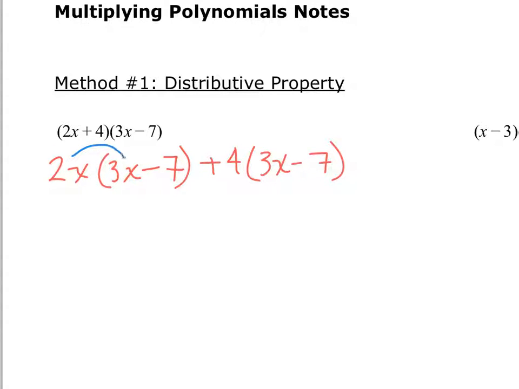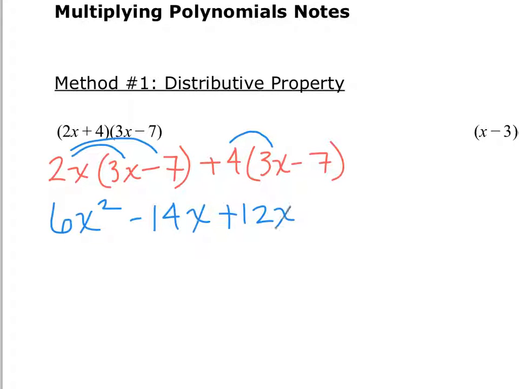So we have 2x times 3x. 2 times 3 is 6. And x times x is x squared. Beautiful. Then I have 2x times negative 7. 2 times negative 7, negative 14, and then x. Perfect. All right, in the second binomial, 4 times 3x. 12. 12x. 4 times negative 7. Negative 28.